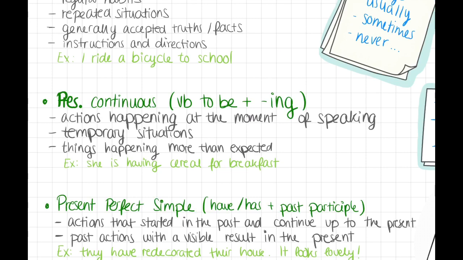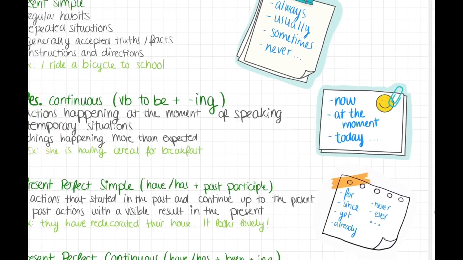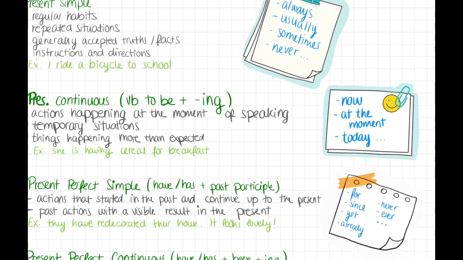It's for actions happening at the moment, for temporary situations, and for things happening more than expected. For example, she's having cereal for breakfast, so that's something that's happening at the moment of speaking. With this tense, we can use these adverbs: now, at the moment, and today. For example, we could say she's having cereal for breakfast at the moment.